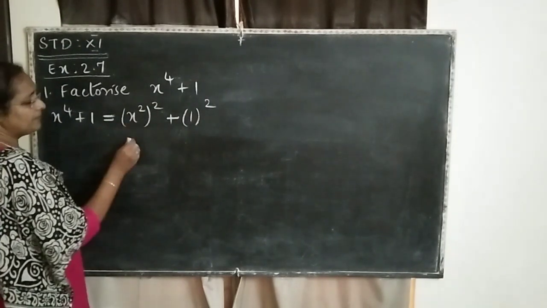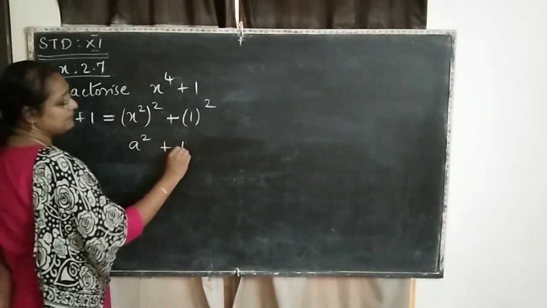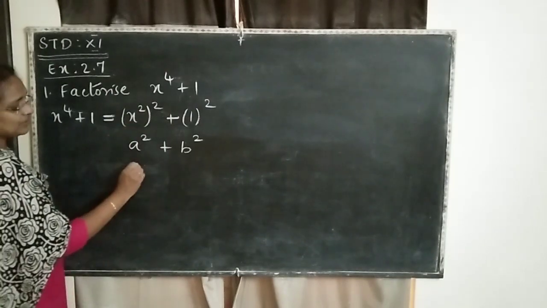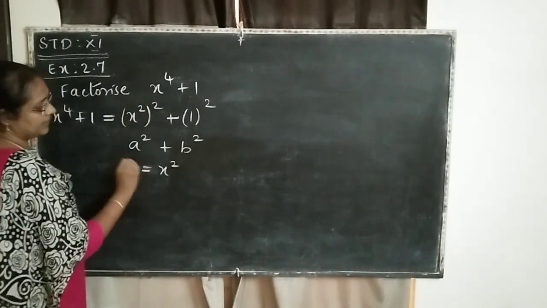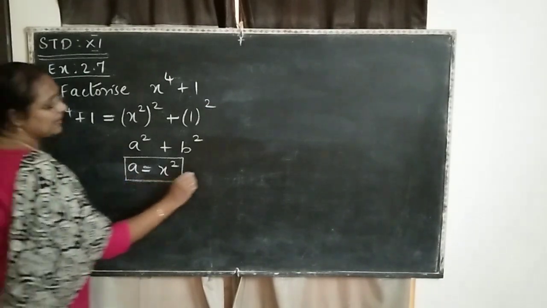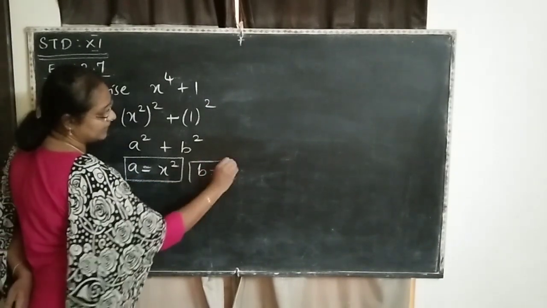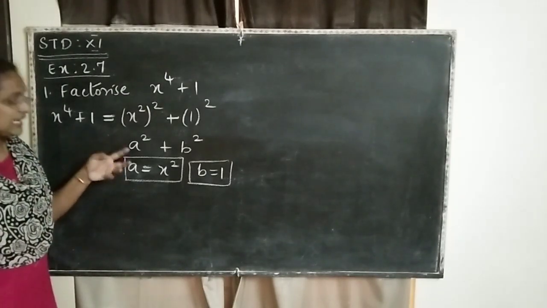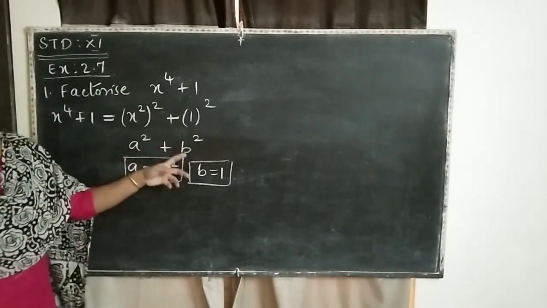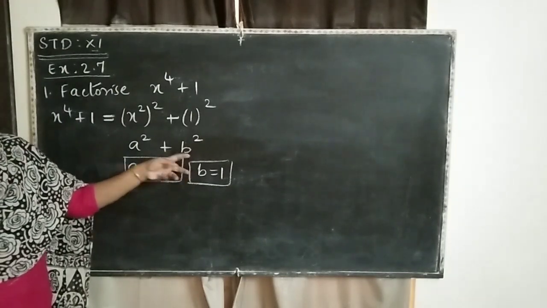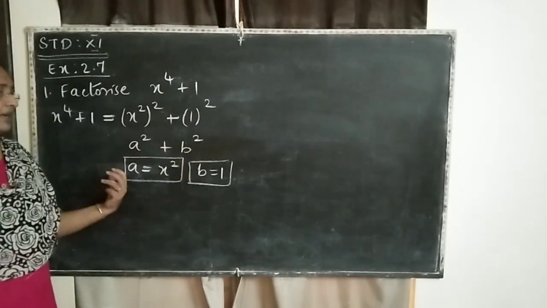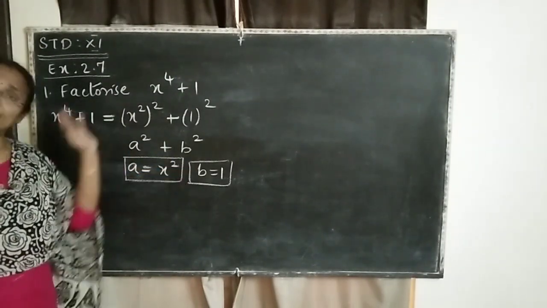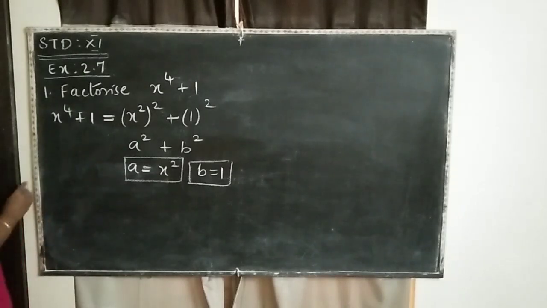Now look into this. This is of the form a squared plus b squared. Do you agree? In the place of a, what do we have? x squared. Yes or no? In the place of b, I have 1. We should be very careful in noting this down. Now, we don't have any specific formula for this a squared plus b squared alone. But we have one more formula from which we can derive the value of a squared plus b squared. So, let's see what that formula is.